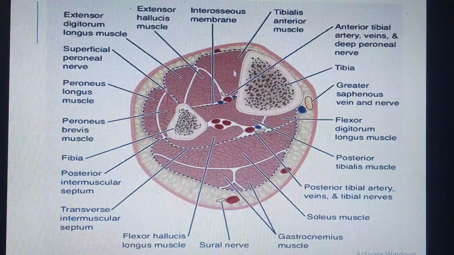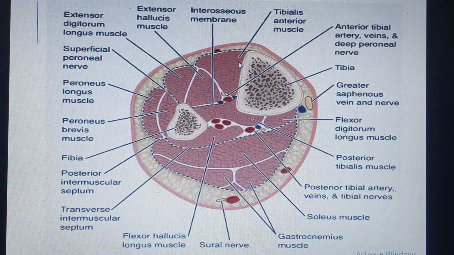In the anterior compartment, we got to know that we are going to have the tibialis anterior muscle. Now we got to know that the tibialis anterior muscle will run on the lateral aspect of the tibia.